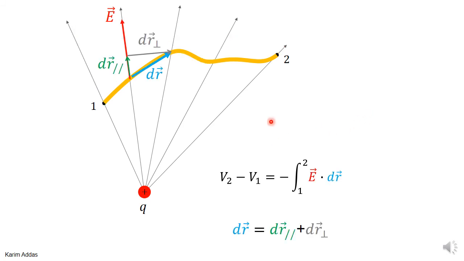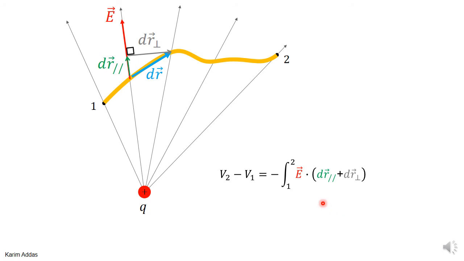So we can always cut up, as I said, any element of length on our path. We can always cut it up into 2 parts. We can say it's dr parallel plus dr perpendicular, where dr parallel is in the radial direction, in the direction of the electric field or parallel to the electric field, and dr perpendicular is perpendicular to the electric field. So we can always write this dr as dr parallel plus dr perpendicular. If you add this vector plus this vector, it will give you this vector.